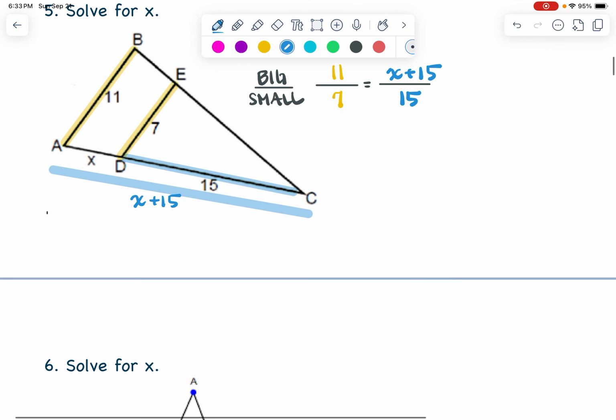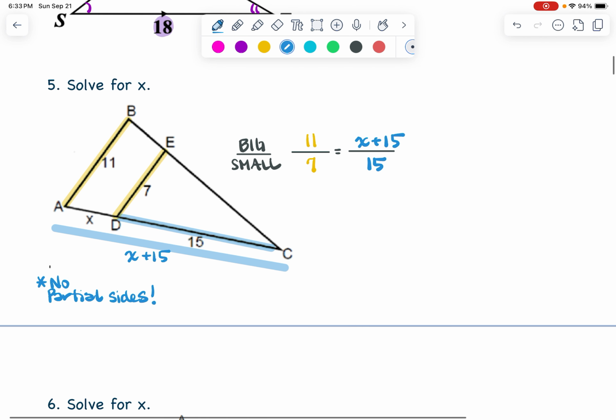Okay, so again, I'm going to put a little note here. No partial sides, right? You should not have this plain old x floating around by itself in the proportion. Okay. All right, and once you got it set up, it should be pretty quick there, right? So let's see. I'm just going to cross this way first. So don't forget I have a binomial, which means I'm going to have to distribute that 7. So 7x plus 15 times 7 is 105. All right, then I'm going to do 11 times the 15, which gives us 165. And there's our nice little two-step algebra equation.